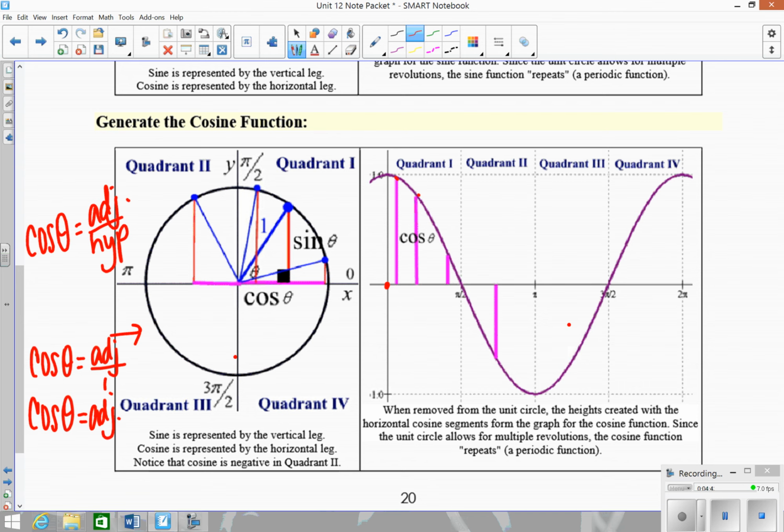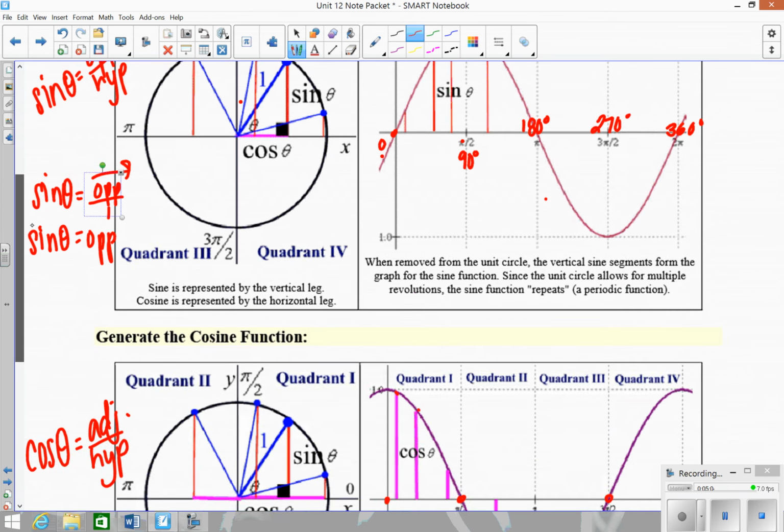We get this curve shape. Some important points to note here: our key points for both of these graphs are going to happen at the key points of the unit circle. So at 0, 90, 180, 270, and then again at 360.